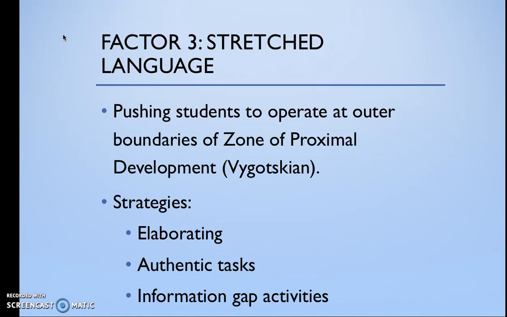The third factor that supports oral language development is the use of stretched language. This is where we're pushing students to operate at the outer boundaries of what Vygotsky termed the zone of proximal development. This is the zone in which the student can work between what the student can do independently and what the student can do with the support of a more knowledgeable other, in this case, either a peer or the teacher.